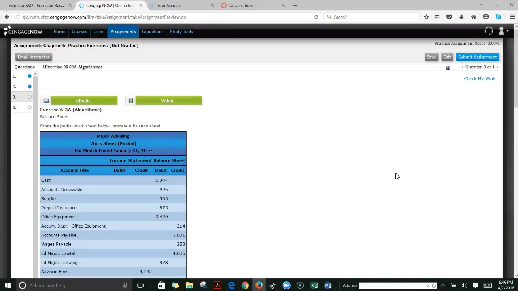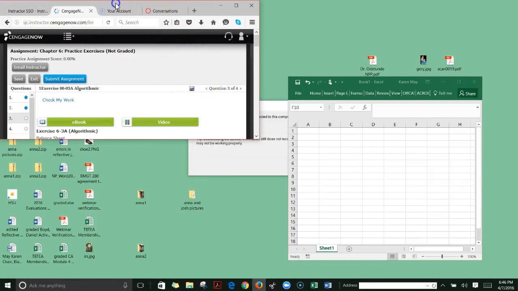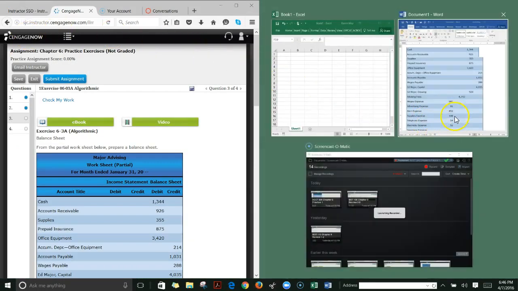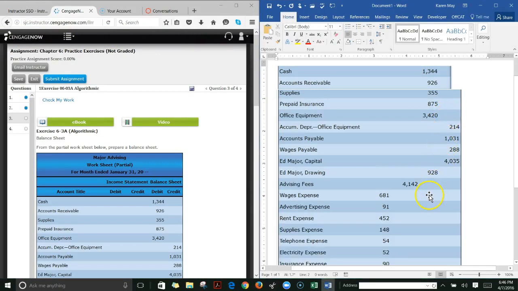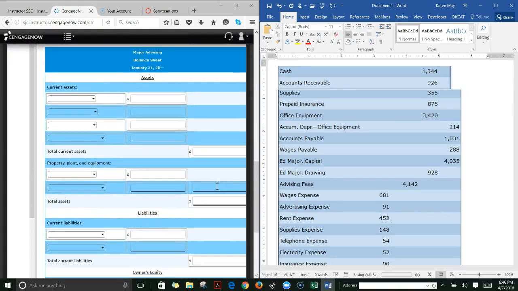This video is for practice problem 3 on chapter 6. On this one, I'm going to use half my screen here and put this one on this half so that I can see both at the same time. We're doing a balance sheet that shows our net worth on a specific date. So we first list our current assets. Those are the assets that we find at the beginning of a balance sheet.